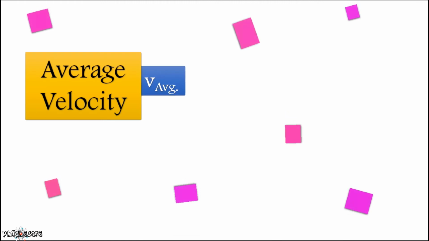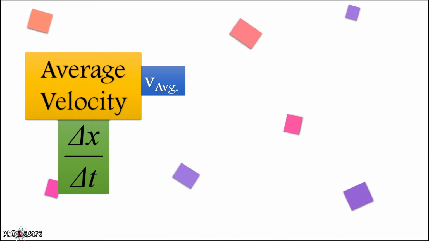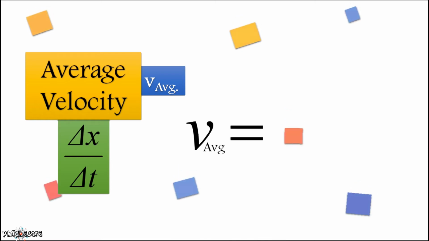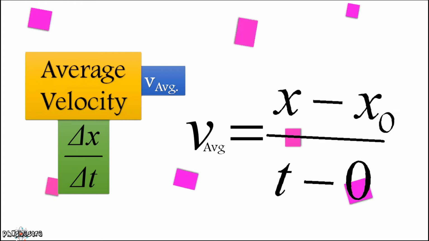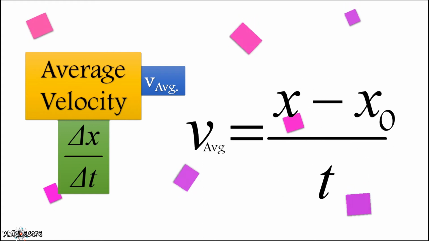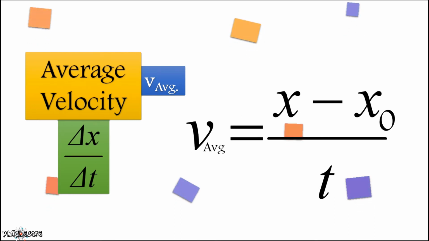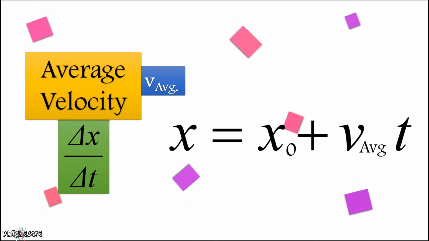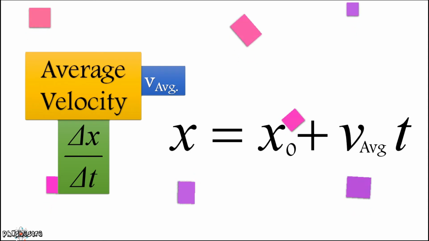For the second equation of motion, we use average velocity. Average velocity is equal to x, final position, minus x0, initial position, upon time t. And at the initial position, the initial time is 0. Rearranging this equation, we get x equals x0 plus average velocity v multiplied by t. Now we will save this equation for further use.